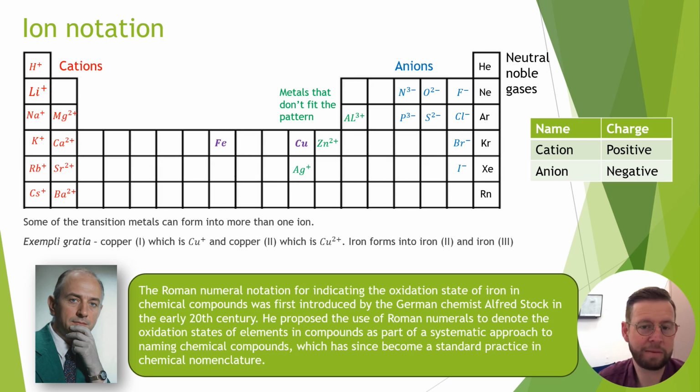Now, in the middle of the periodic table, there are things that don't quite fit into that easy pattern: the transition metals. In fact, you can get different ions of the same element here. For example, copper: there is an ion which is singly ionized with a single electron removed, and that's copper 1. And you also get one with 2 electrons removed, which is copper 2. And this chap here, Alfred Stock, was the very first person to use this Roman numeral notation to denote how many electrons had been removed from a particular atom, mainly in the transition metals.